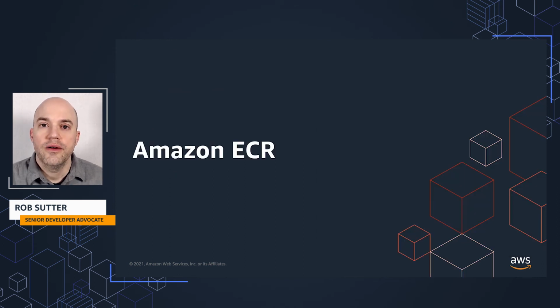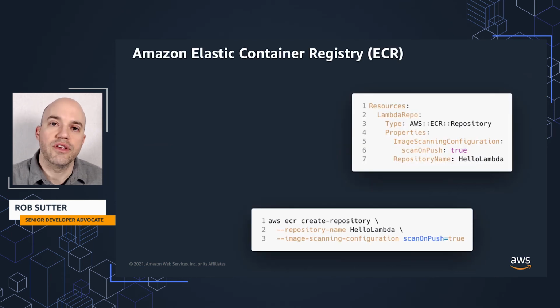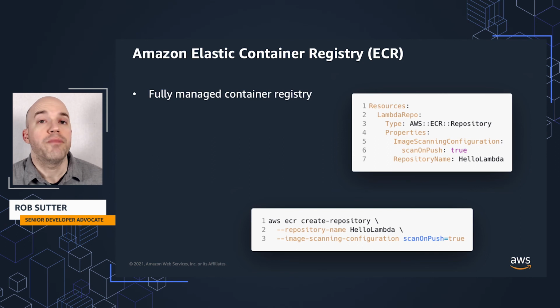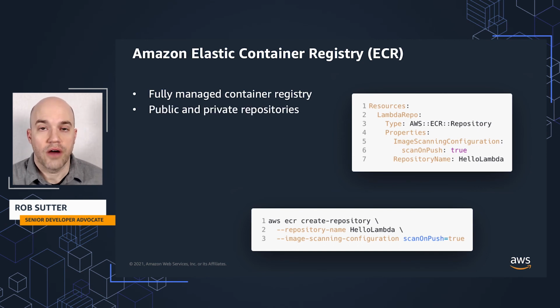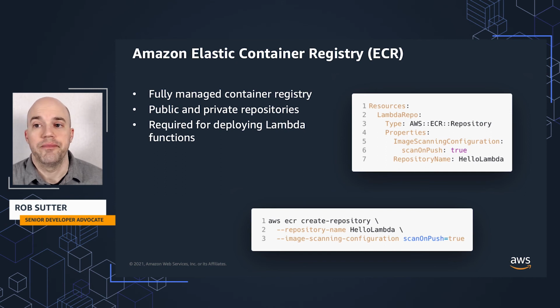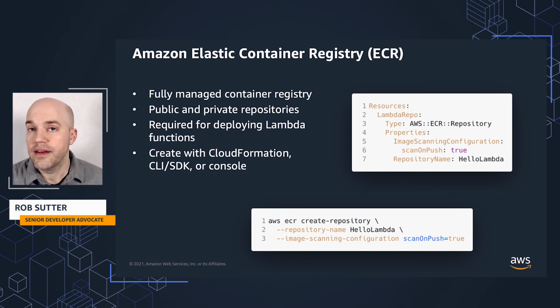And finally, you need a place to store your Lambda functions packaged as container images. And that's the Amazon Elastic Container Registry, or ECR. ECR is a fully managed container registry with both public and private repositories governed by IAM policies. Use of ECR is a requirement for deploying Lambda functions. You cannot deploy Lambda functions from other registries at this time. You can create an ECR repository using CloudFormation, the AWS CLI or SDK, or the AWS Management Console.